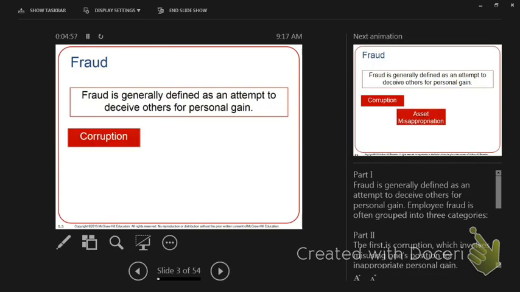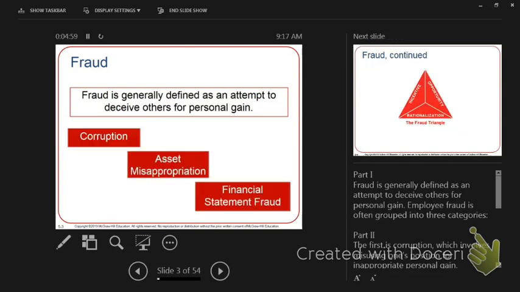And that could be illegal, or it could just be what most of us would deem unethical, all right? So there's different types of fraud. There's corruption, there's asset misappropriation, and then there's financial statement fraud. Corruption comes from within a company typically. Asset misappropriation is assets that you are not allocating appropriately. There's a lot of different ways that you can do that. And then financial statement fraud is purposely knowing that you are presenting financial statements that are inaccurate.